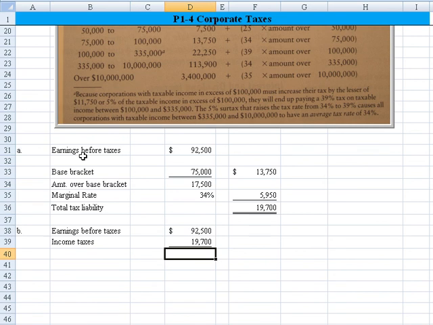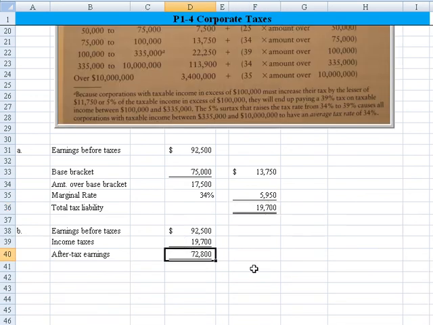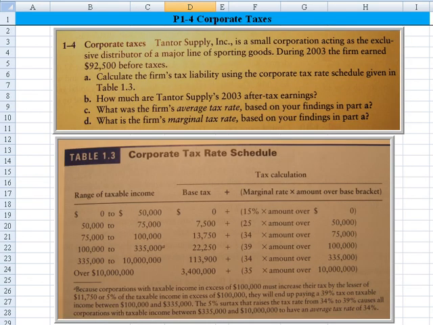Then all we need to do is underline it, take the earnings before tax less the income tax, and we come up with earnings after tax or after-tax earnings. You could call it either one of those. And then I'll format this just like that. And we come up with $72,800, and that's the answer to Part B.